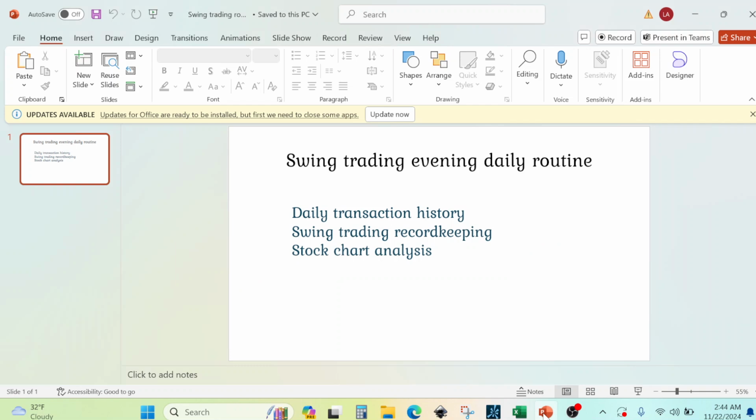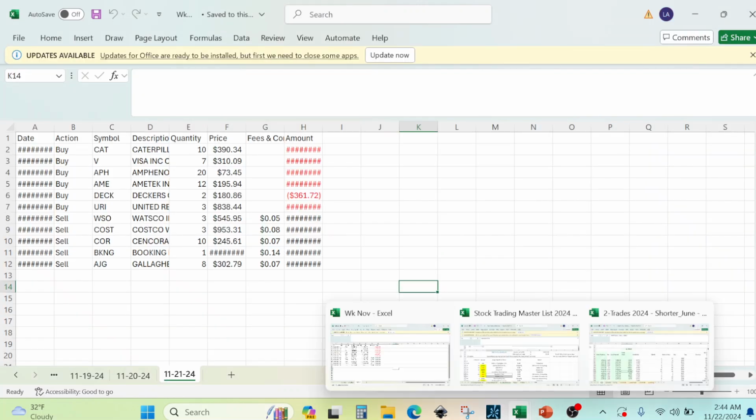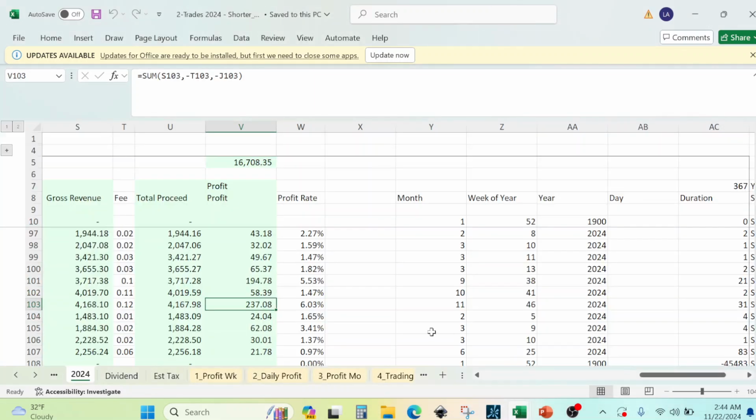Hello, swing trading evening daily routine. For your daily routine, for your swing trading, you will pull your daily transaction history from your brokerage account. You will record that in your swing trading spreadsheet, and you'll analyze the chart to be ready for the next day. So we are going to do that for November 21st, 2024.